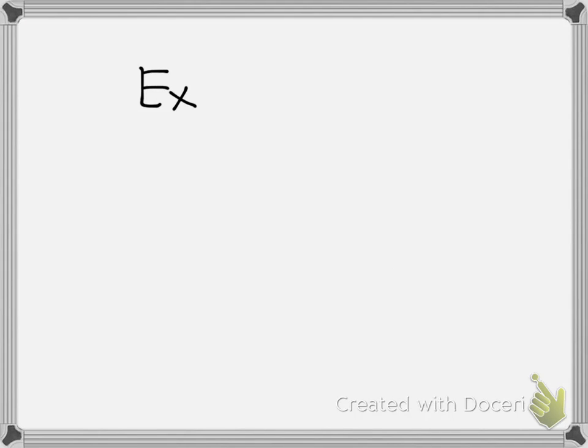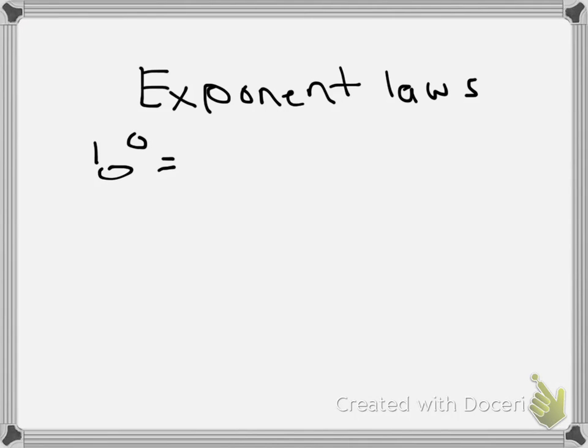For the exponent laws, anything to the 0th power equals 1. Anything to the negative power becomes 1 over the number to the positive power.